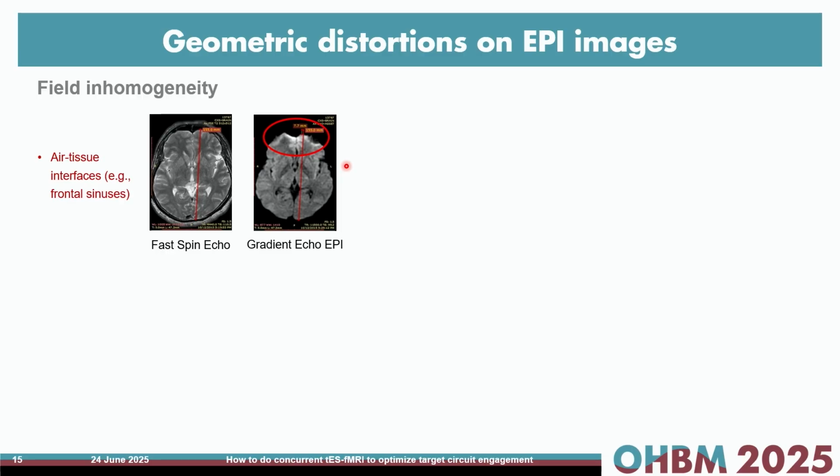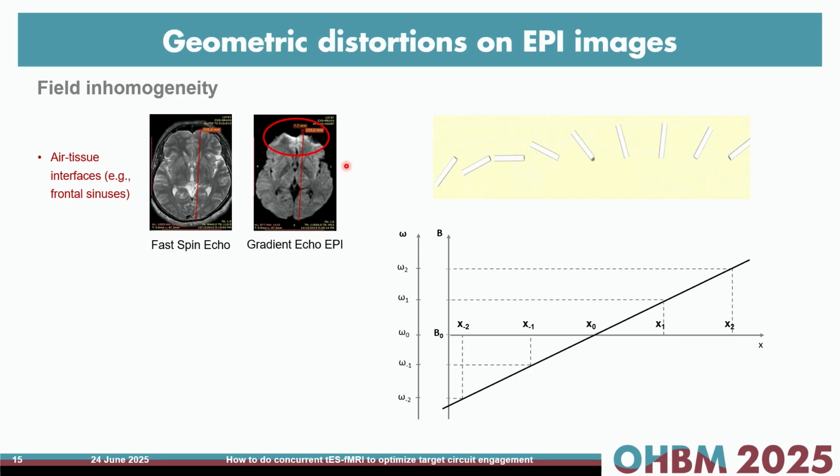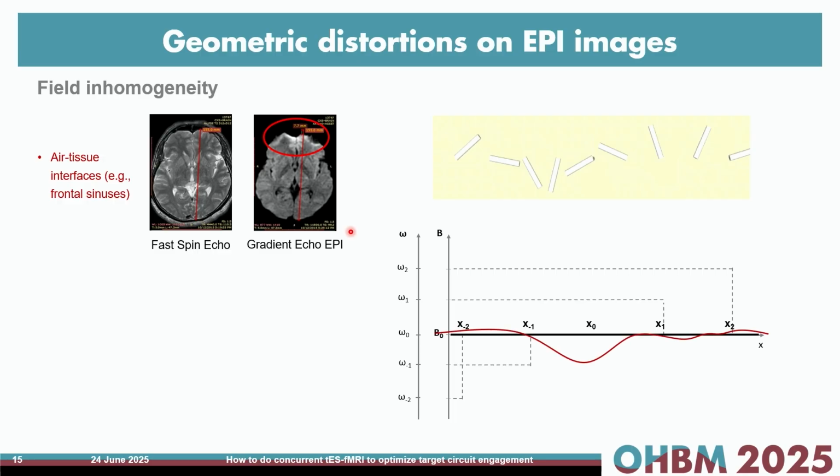And unfortunately, EPI is also the standard sequence for fMRI, so it's important that we understand where these artifacts come from. So if we recall the situation from the previous slide where we strategically imposed a linear field gradient to be able to locate our spins, what would happen if our background field, B0, was not perfectly homogeneous to start with? What if it would look something like this?